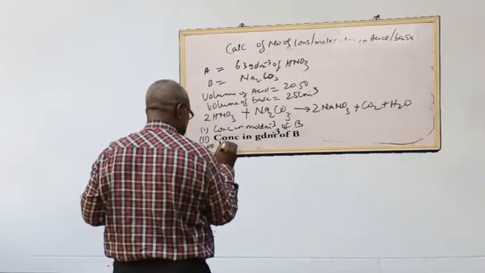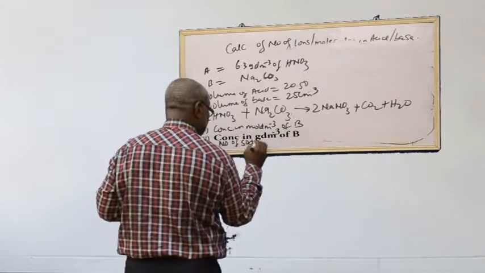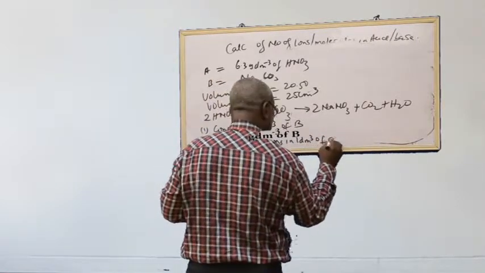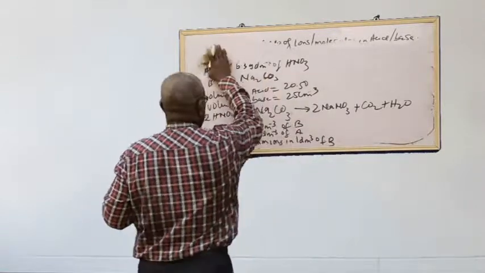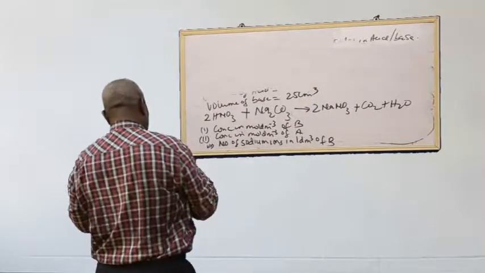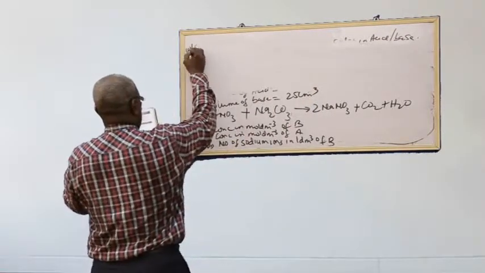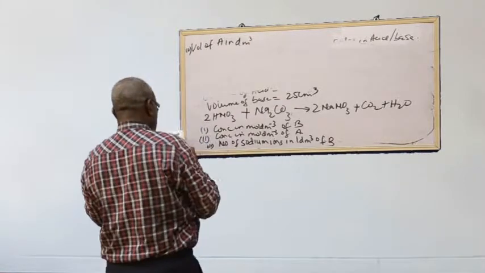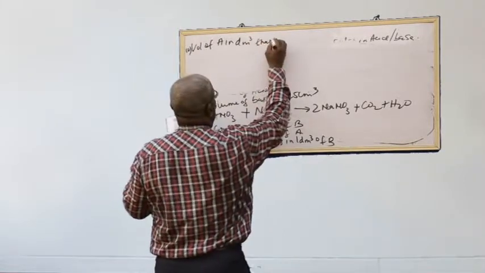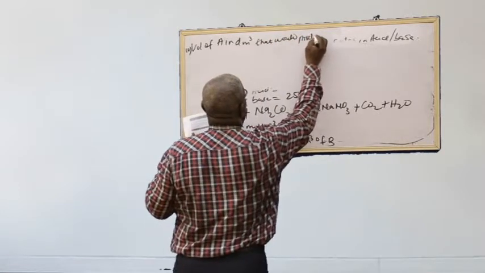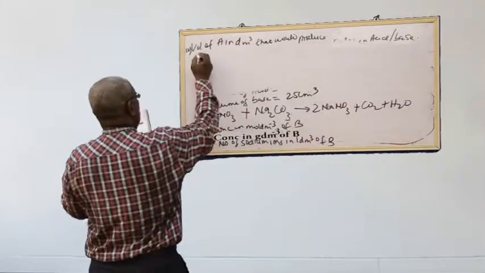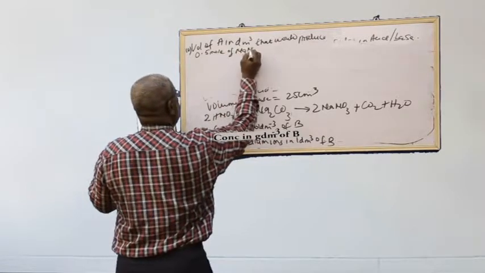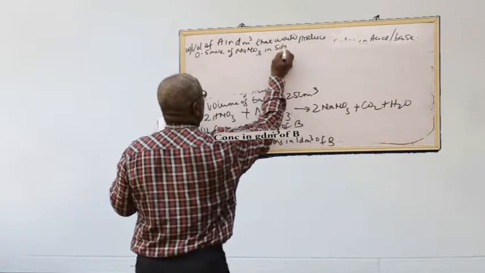3. Number of sodium ions in 1 dm cube of B. 4. Volume of A in dm cube that will produce 0.5 mole of NaNO3 in solution. So the answers now.